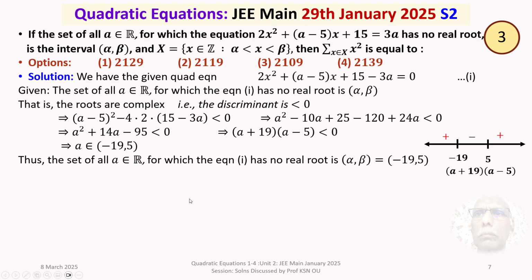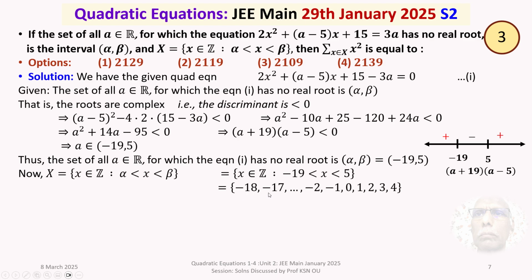Now what is to be done? So you have to take the set capital X as all those integers that lie between minus 19 and 5. That is, all those integers that lie between minus 19 and 5. Who are they?